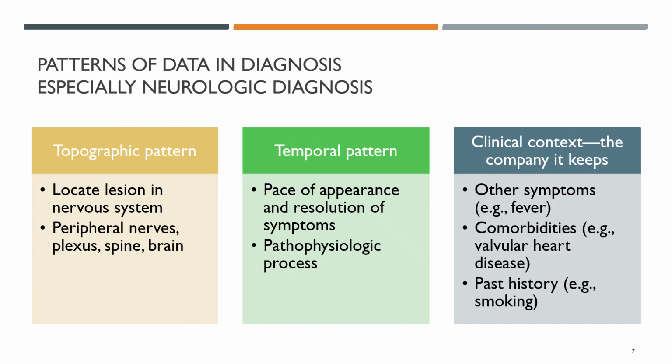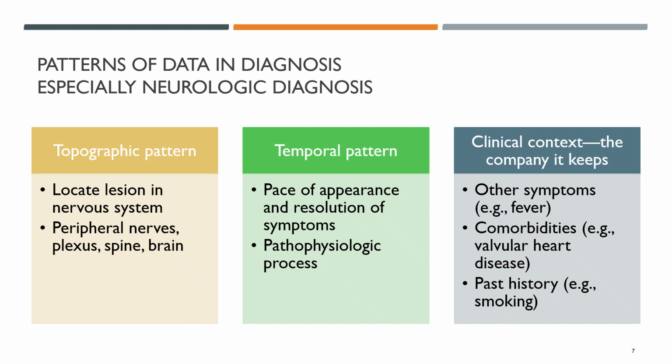Patterns of data in diagnosis. When clinicians approach neurologic problems, they often think in terms of patterns. These patterns help them organize complex information and narrow down possible causes. Topographic patterns: the first question is where the problem is in the nervous system. Is it in the peripheral nerves, the plexus, the spinal cord, or the brain? Clinical engineers can see the connection here. Imaging tools, EMGs, EEGs, and other technologies provide crucial localization data.